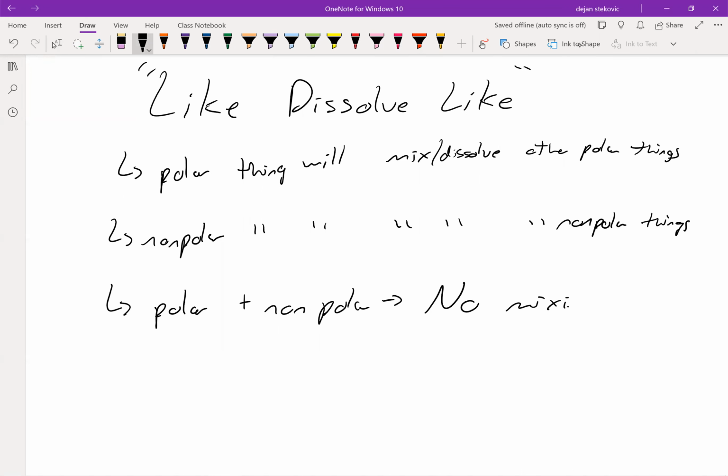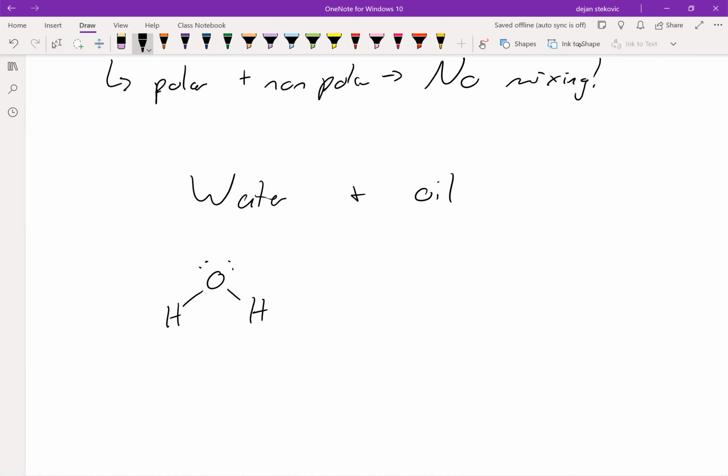So the most classic example of this is water and oil. From your everyday life experiences, most of you know that water and oil do not mix with one another. And that's because water is quite polar, due to its bent shape and polar bonds.